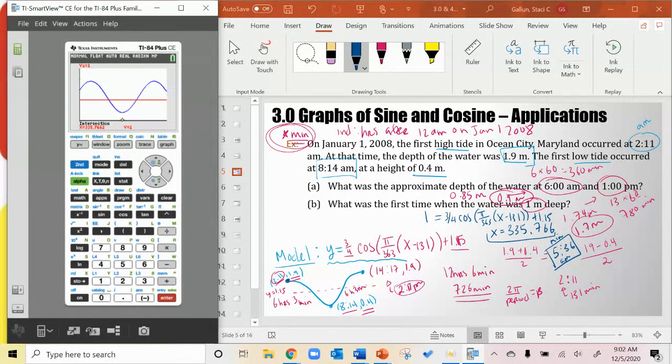Right? If it asked you for the second one, you could go to the second part of the curve. If it asked you for a third one, you could zoom out more on this. You could change the window to see more of the cycle.